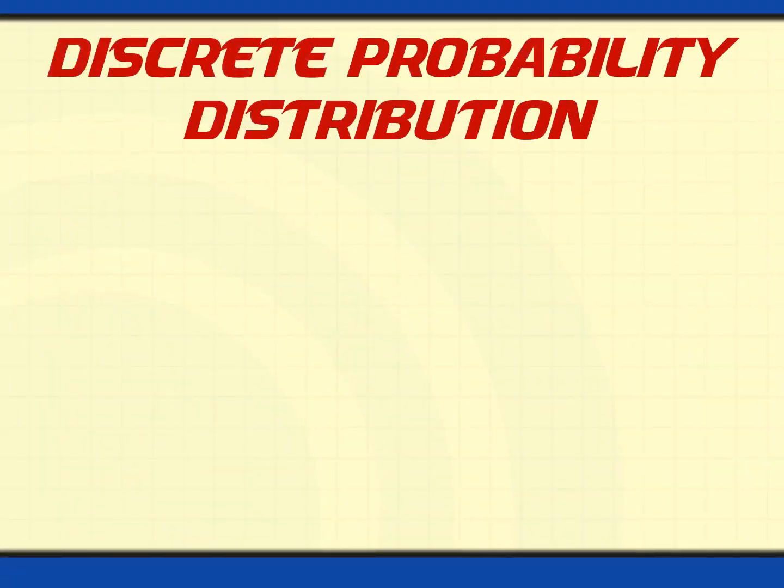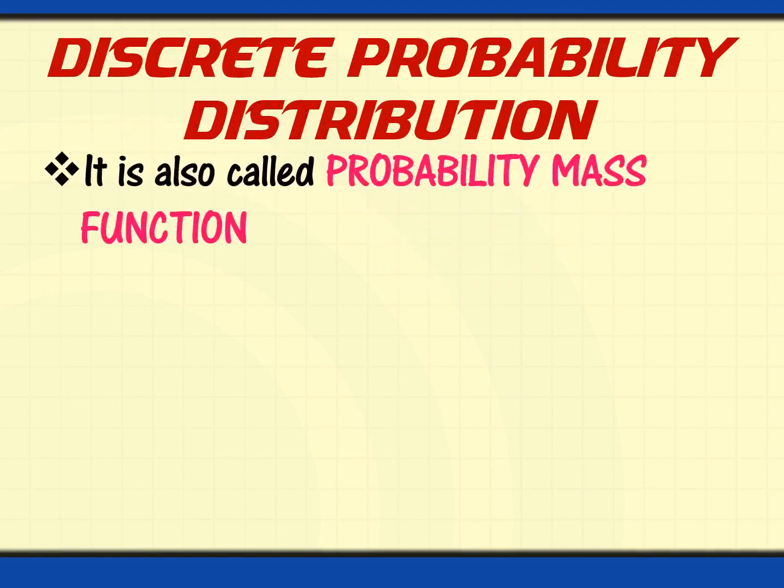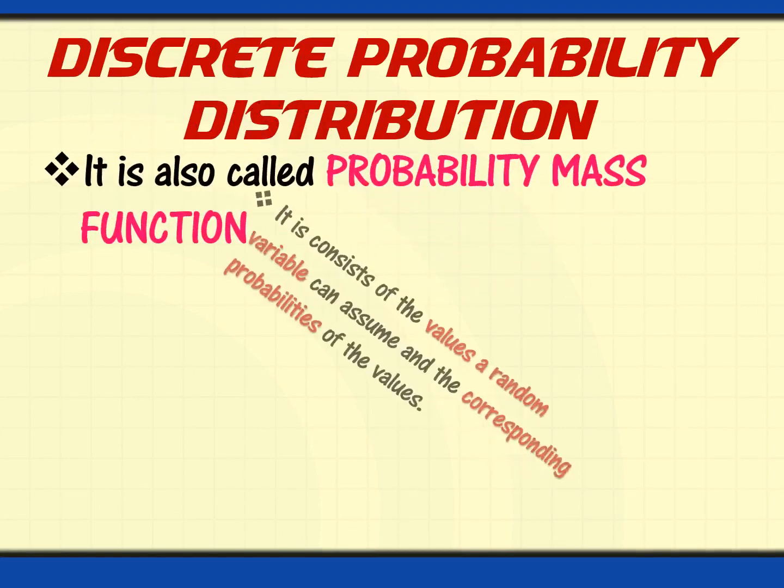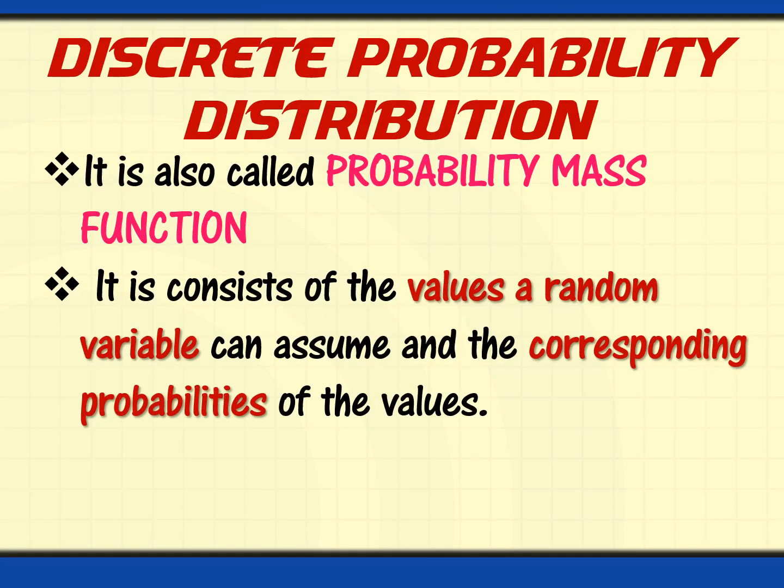So what is a discrete probability distribution? It is also called a probability mass function. It consists of the values of a random variable that it can assume and the corresponding probabilities of the values. Okay, so take note of that. So a probability distribution consists of the possible values of the random variable and its corresponding probabilities.